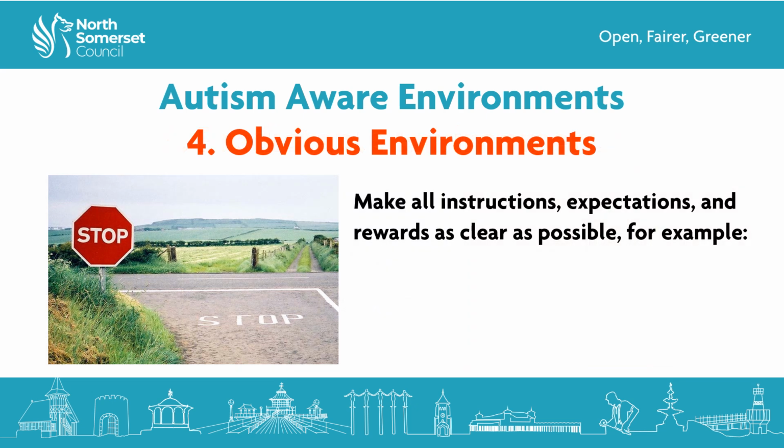The fourth and final example of an autism-aware environment we have for you is to create obvious environments. By this, we mean making our instructions, rules, boundaries, expectations, and rewards as clear and explicit and obvious as possible.